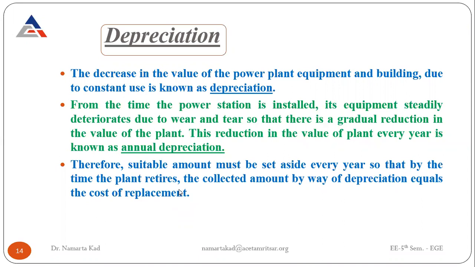Like for the boiler, we can keep aside some depreciation amount every year. If the net life of the boiler is say 30 years, then by the time the boiler retires, we can have a sufficient amount to replace it with a new one. This happens for each and every equipment in the power plant. So that is all in this topic of depreciation. It is the decrease in the value of the power plant equipment and building due to constant use.